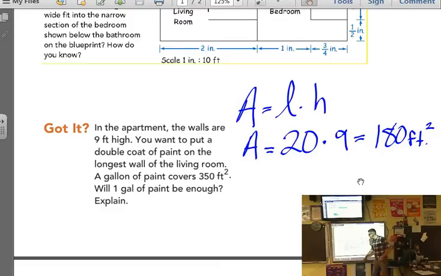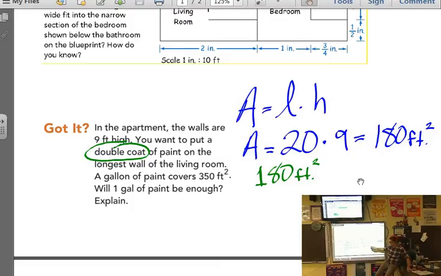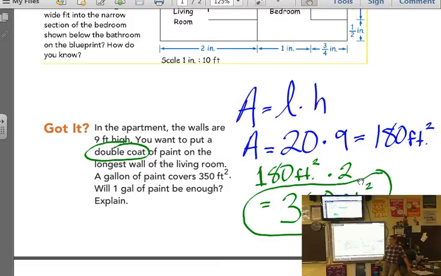Then, if I have to do a double coat, well, I'm going to have my 180 square feet. Shane, what do I do since it's a double coat? Yeah, we got to multiply by 2, and what do we get? So, is 1 gallon enough to cover?